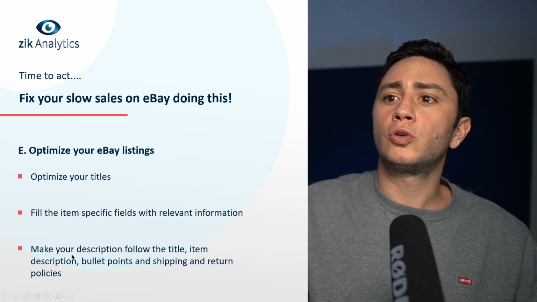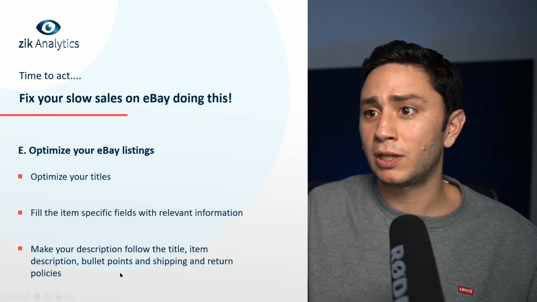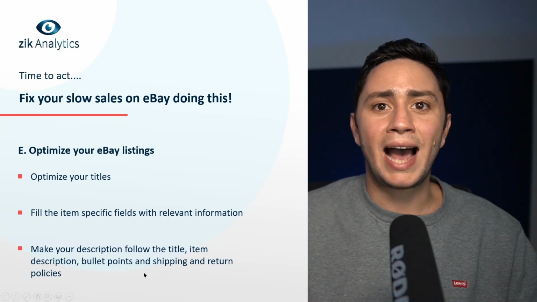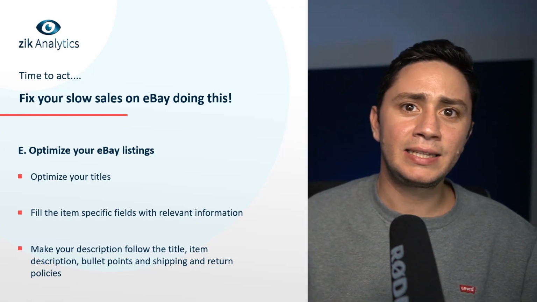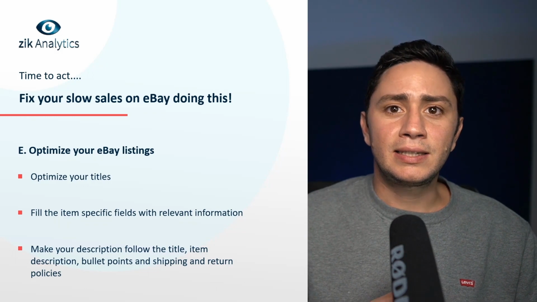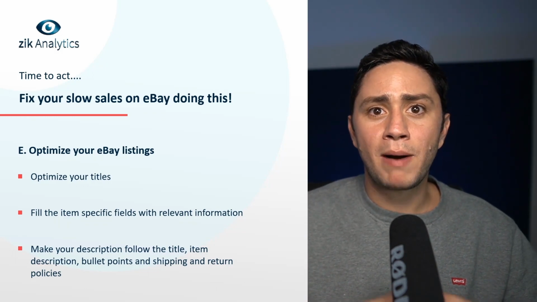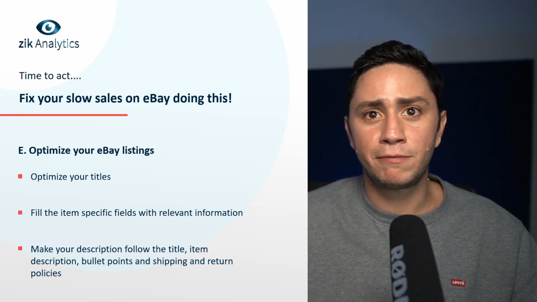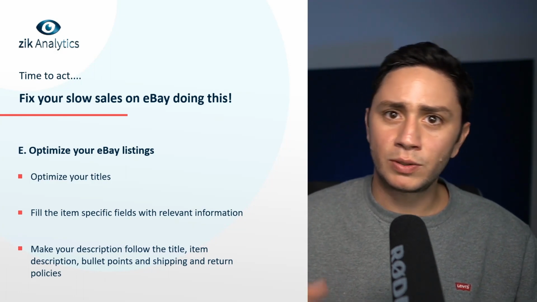And of course, make sure to make your description followed with title, item description, bullet points, and shipping and return policies. I highly suggest to not work with high HTML descriptions, so not too many fancy designs, and also don't use the template your listers are giving you because anyone else is using it. Go buy a template from someone on eBay. It costs a few dollars. Be unique, be different, and make sure it's not too heavy. It's clean and it's easy for the eBay algorithm to read.